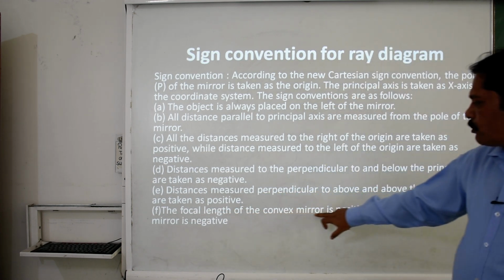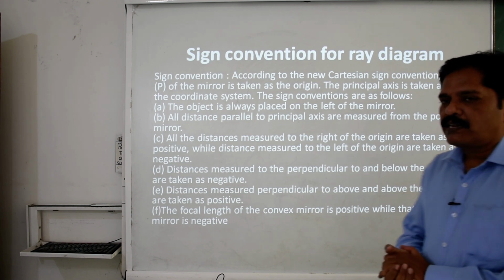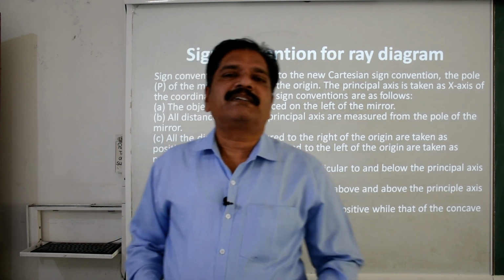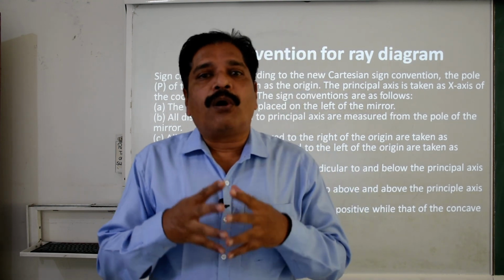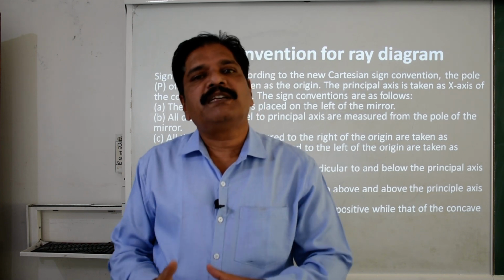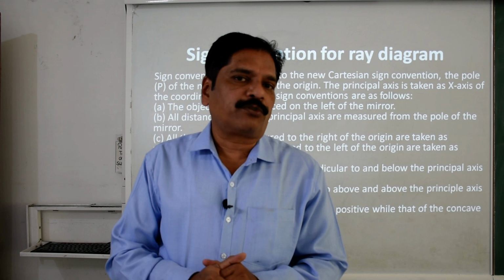And the focal length of the convex mirror is positive, while that of the concave mirror is negative. What will be the reason? In this statement we said that the focal length of the concave mirror will always be negative, while the convex mirror is positive.